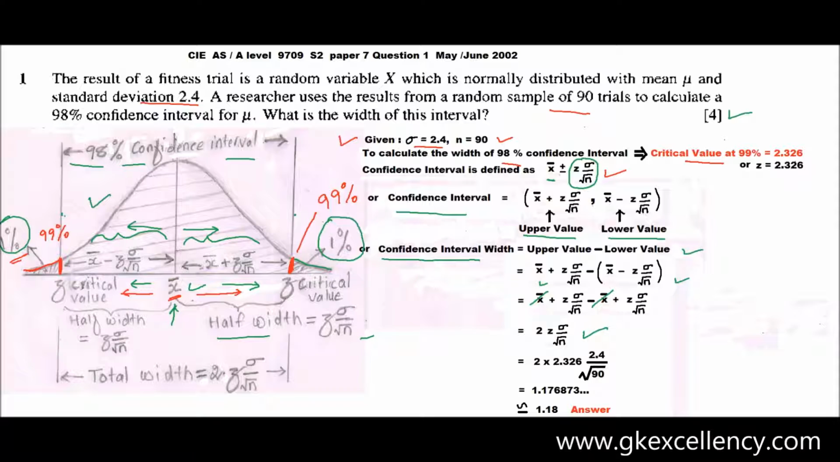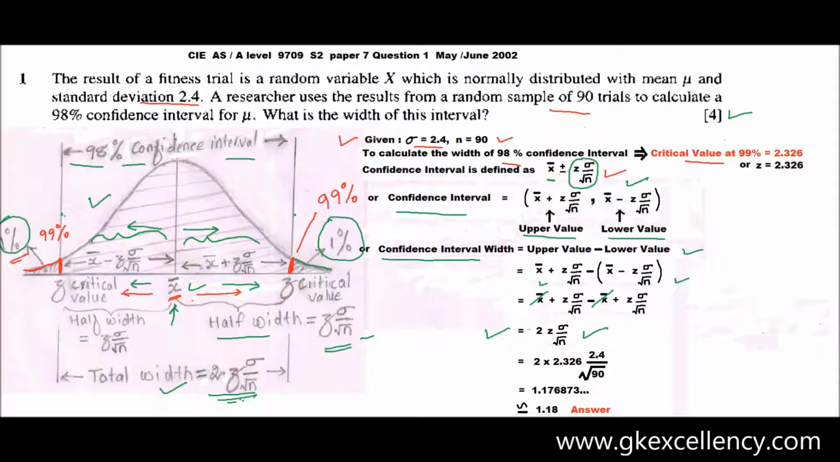If you wish, you can calculate from the diagram itself the half width, and because they are asking for the full width, multiply by 2 to get the total width. I have also indicated this here. The same thing applies when you use the formula for the confidence interval, x bar plus or minus the margin of error. That's my final formula for the total width of the 98% confidence interval.